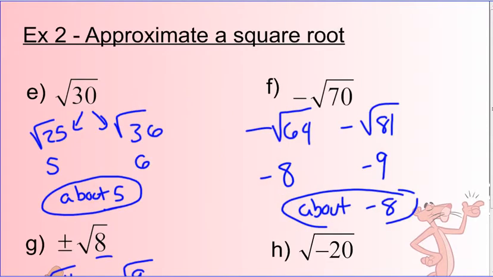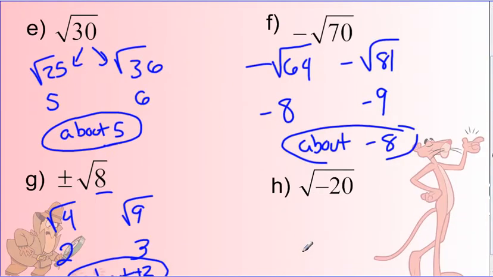Okay? So this answer is no solution. You literally cannot take the square root of a negative number. Okay? So if there's a negative on the inside, you've got problems. Negatives on the outside, you're okay. You can do that.